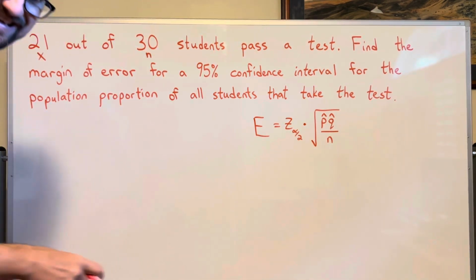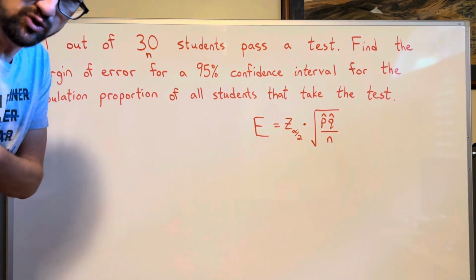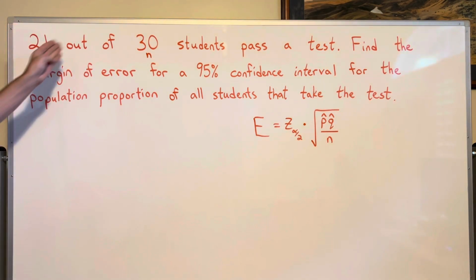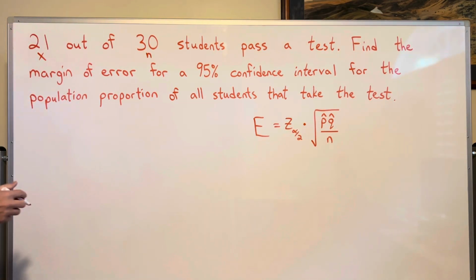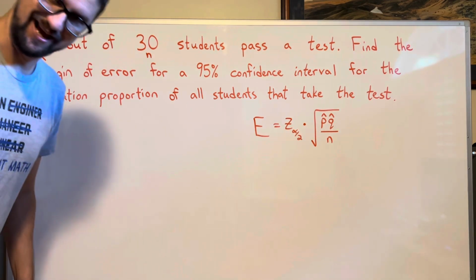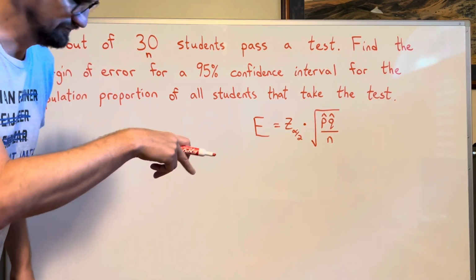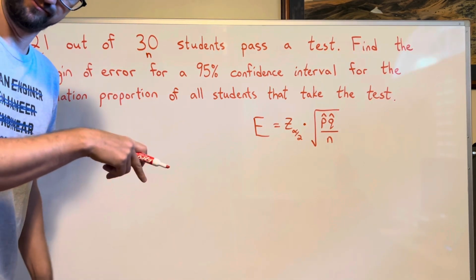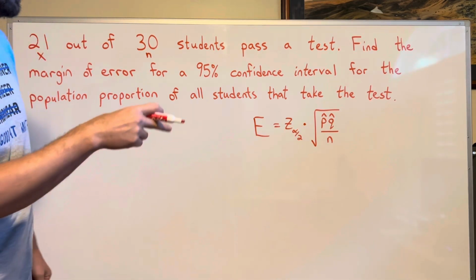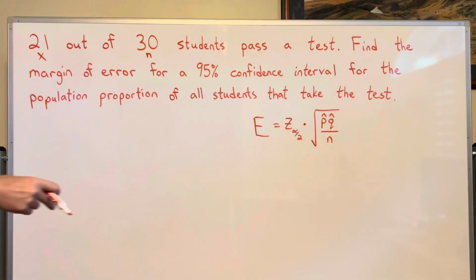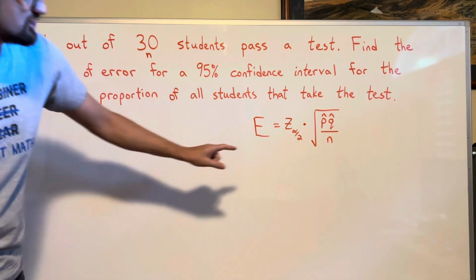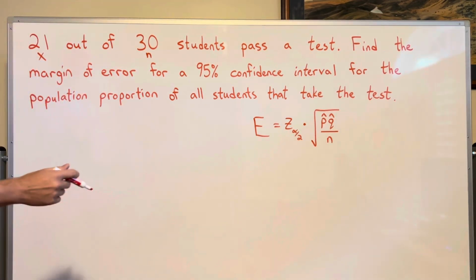Now p hat is the sample proportion of students that pass the test. That is just x divided by n. Q hat is the complement of p hat. So just subtract p hat from 1, you get q hat. But let's start by finding this critical value.